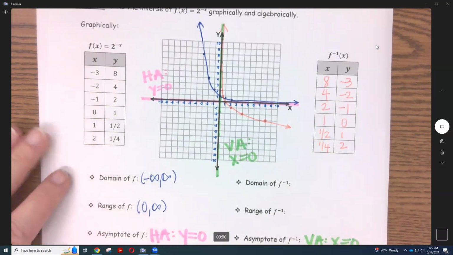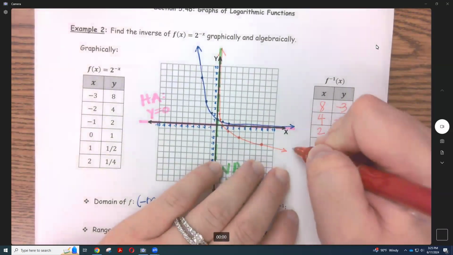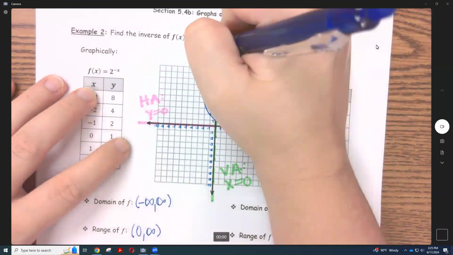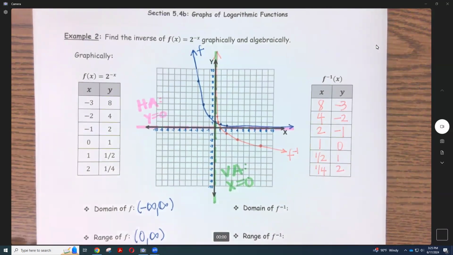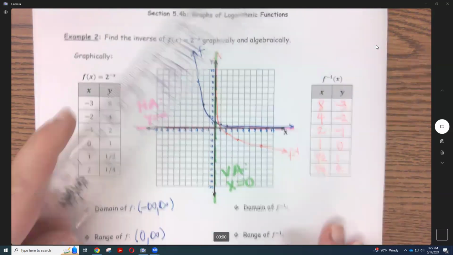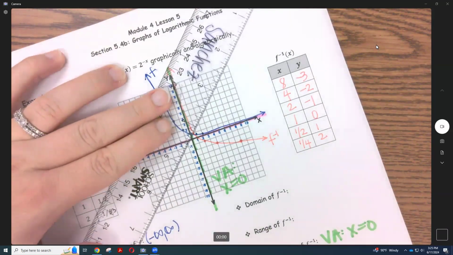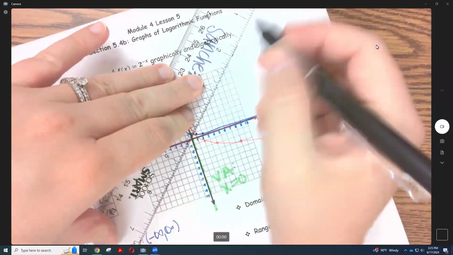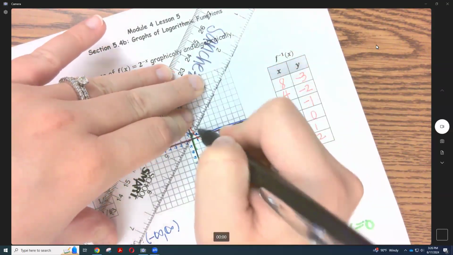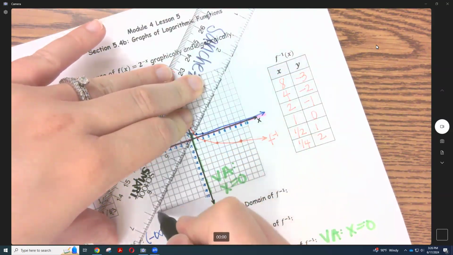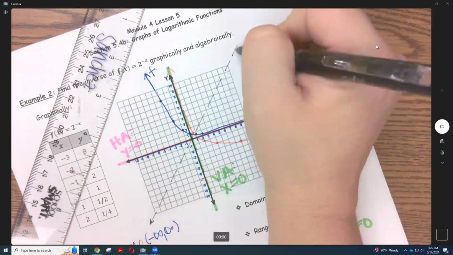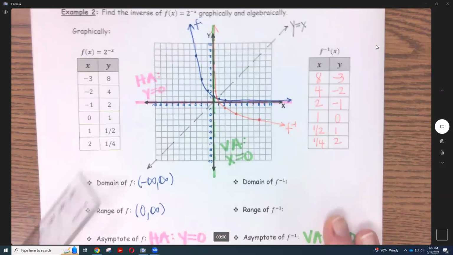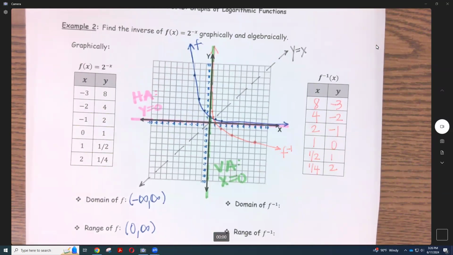Now this one looks a little bit more funky when we put it all in one. And by the way, let's label these, right? This is my inverse function. And this is my function here in blue. And let's put our line of symmetry, which is y equals x. All right, so we have a complete graph now.